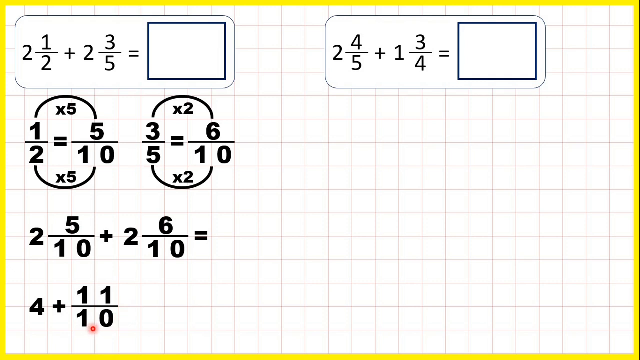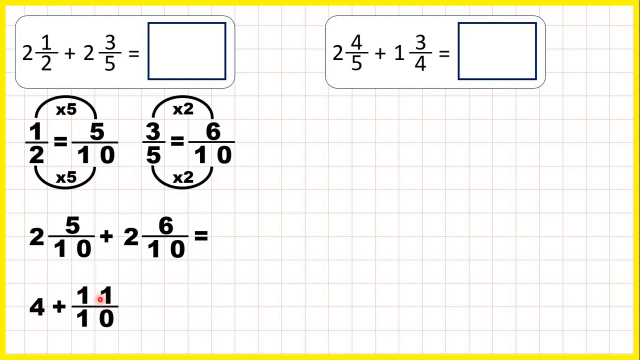But we have a problem here. We can't write 4 11/10 as our answer, because we can't have an improper fraction in a mixed number. So we need to change 11/10 back into a mixed number.